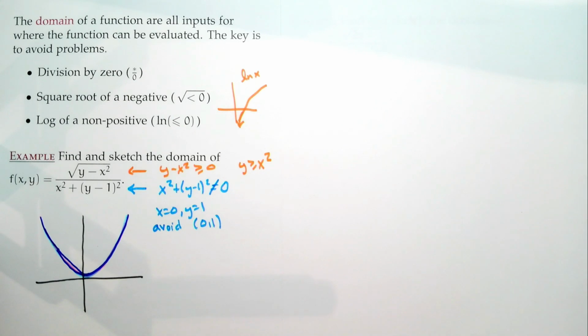I just have to figure out whether one point is in or out. And once I know whether one point is in or out, then the whole region is in or out. So I picked a point out of the bowl. I said that's not in there, so the outside of the bowl is not. So the inside of the bowl should be.